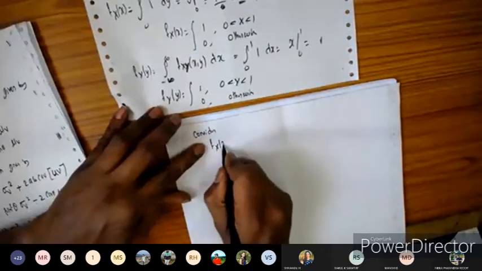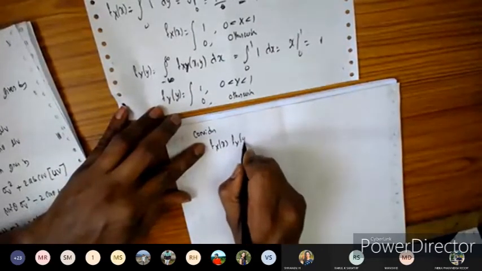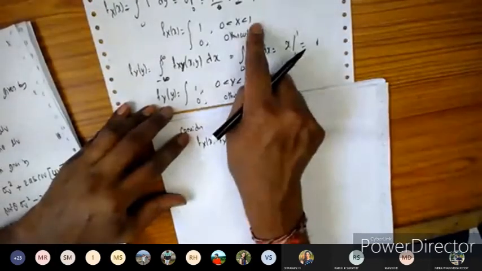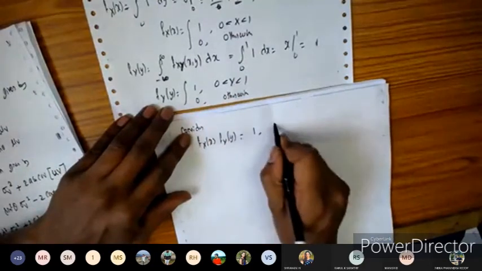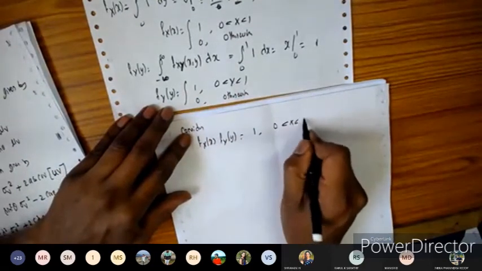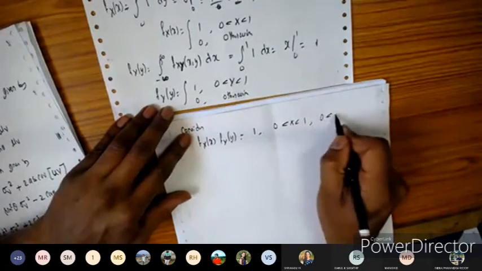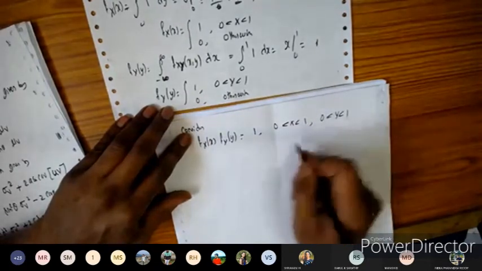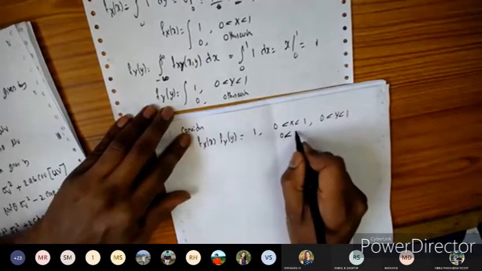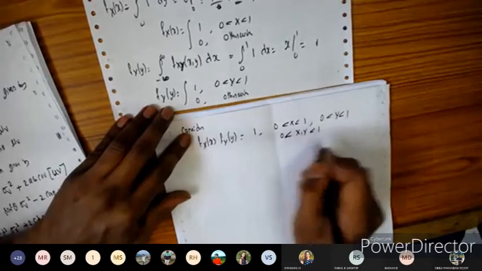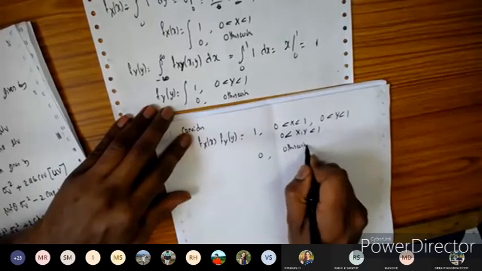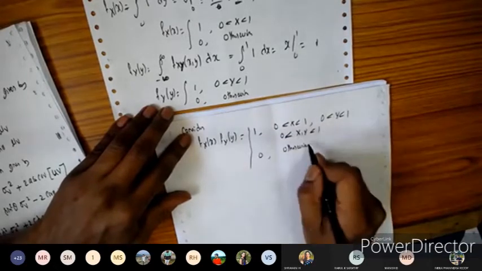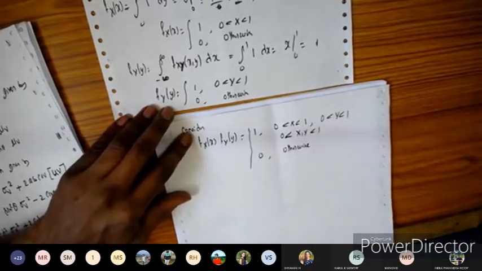So we'll consider the product of fX(x) and fY(y). For x it is 1 from 0 to 1, and for fY(y) it is 1 from 0 to 1. So we can say it is equal to 1 for 0 < x < 1 and 0 < y < 1. We can combine these two and write 0 < x, y < 1, and 0 otherwise.